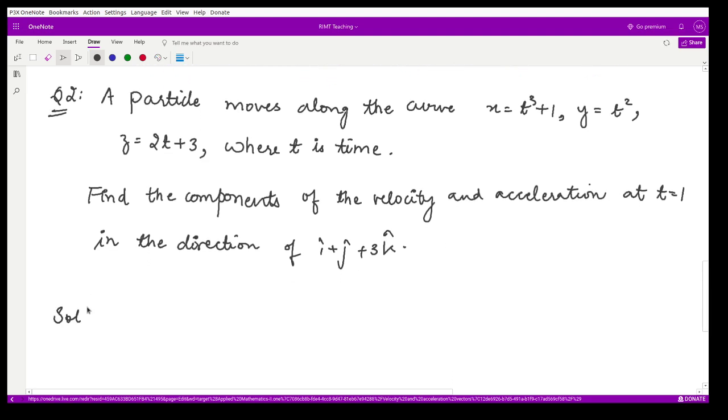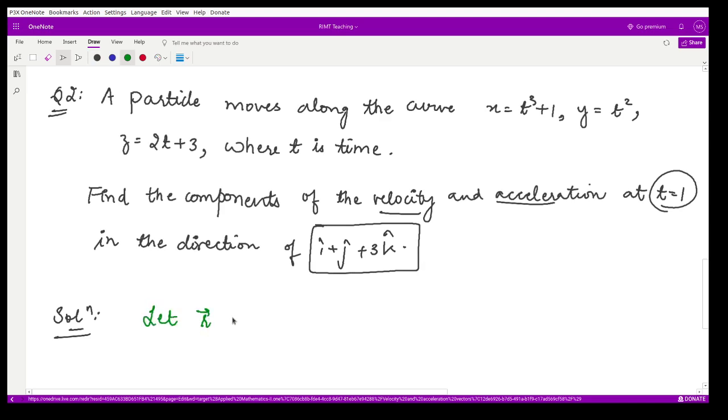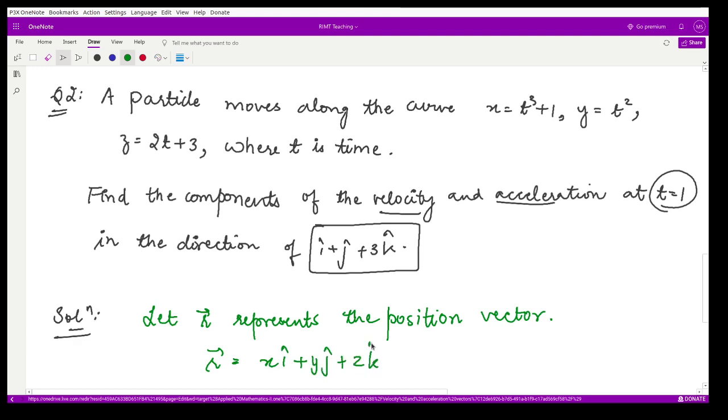So for the solution, we'll first calculate the components of velocity and acceleration at the point t is equal to 1, and then we will evaluate those components along this particular direction. Okay, so for that, firstly, let r represent the position vector. Then the r vector is defined like this: x i cap plus y j cap plus z k cap, right?